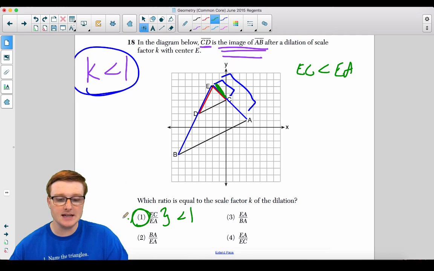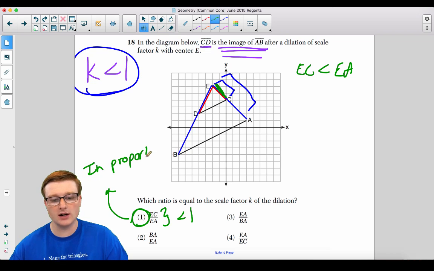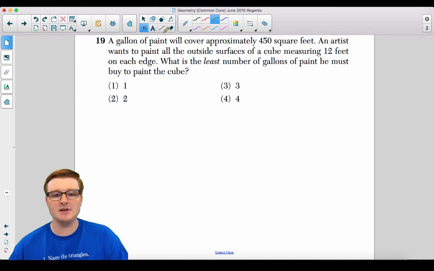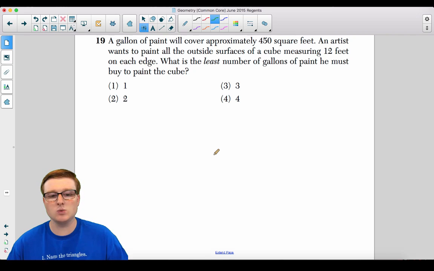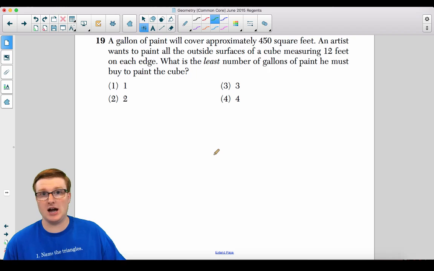And EC is in proportion to EA. So therefore, that would be your scale factor. All right, number 19. A gallon of paint will cover approximately 450 square feet. An artist wants to paint all the outside surfaces of a cube measuring 12 feet on each edge. What is the least number of gallons of paint he must buy to paint the entire cube?